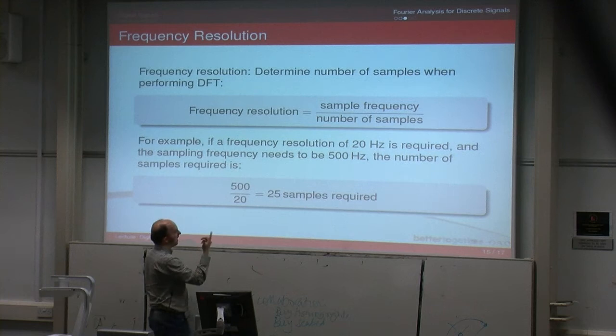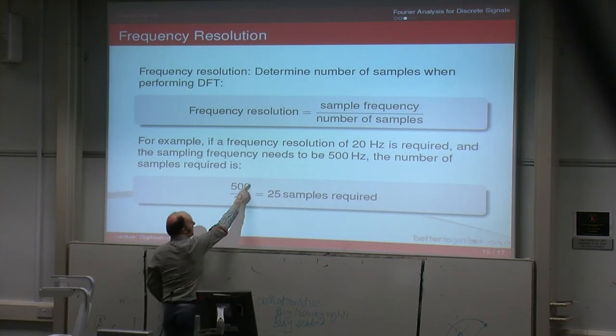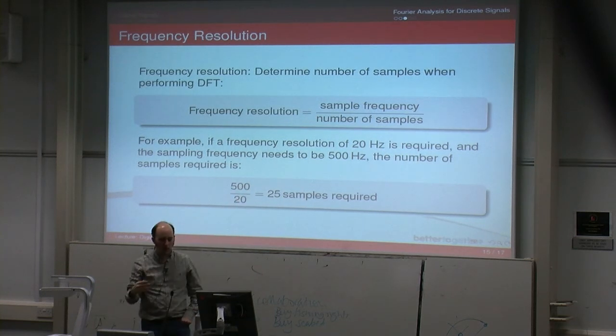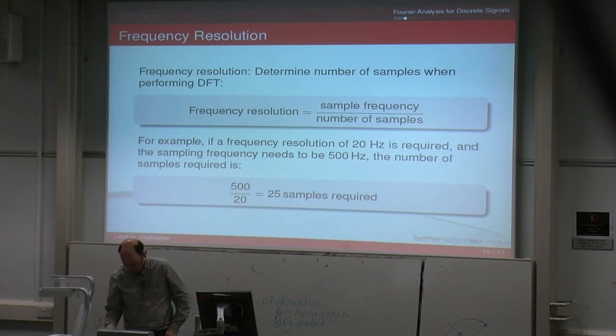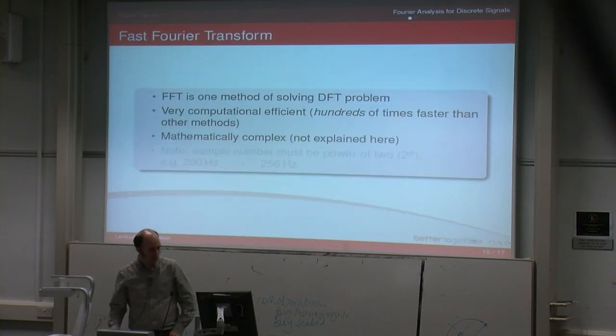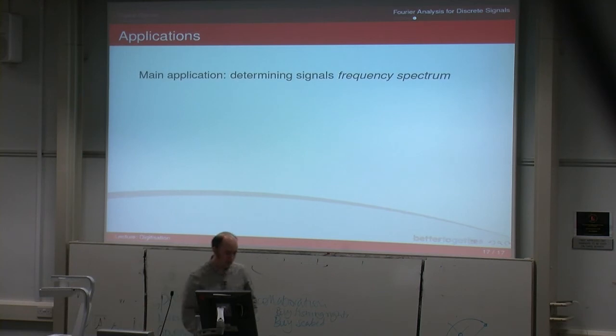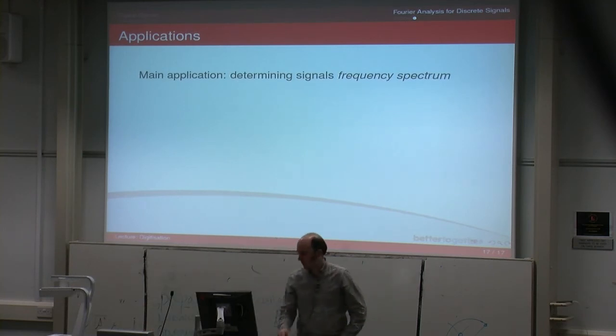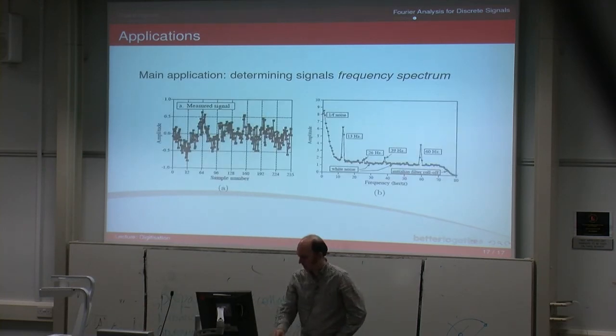And like I said, with a fast Fourier transform, this value will have to be 2 to the power of something. We'll go through an example of this later. So that's the fast Fourier transform. And the application, like I said, is determining a signal's frequency spectrum.